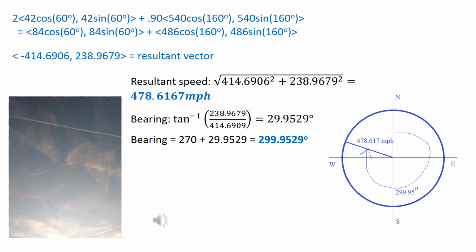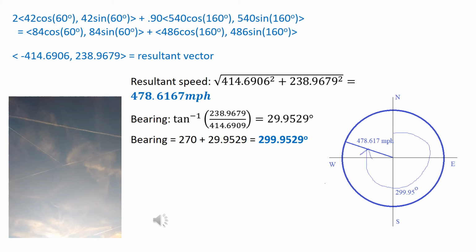Remember to have your calculator in degree mode if you are double checking this on your calculator. So that's our resultant vector. It's pointing in what we might consider quadrant 2. If we are measuring bearings, though, we're going to need to remember to measure from north.